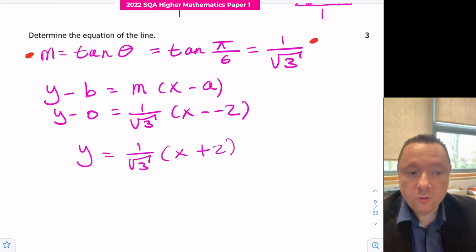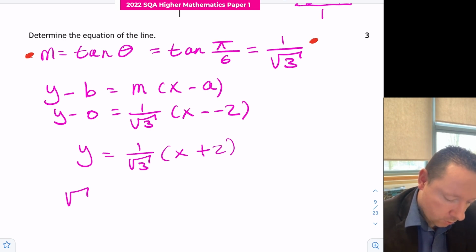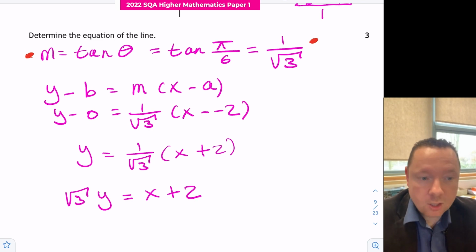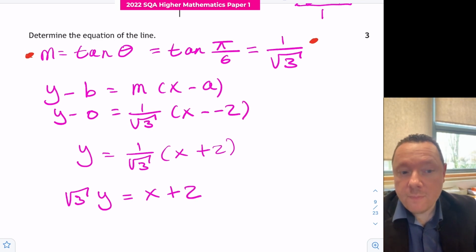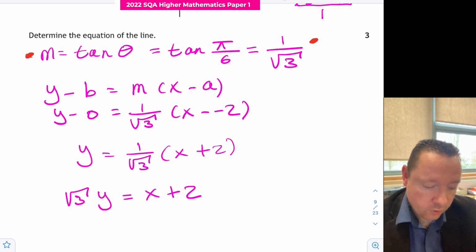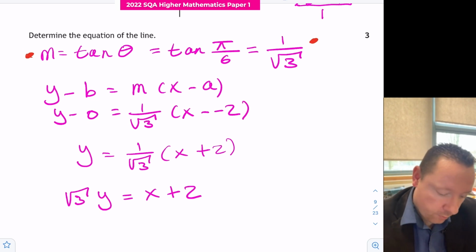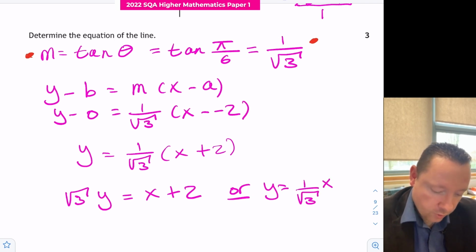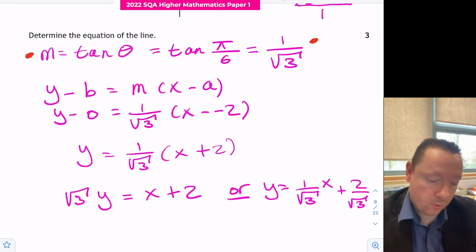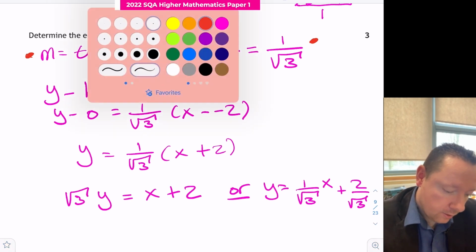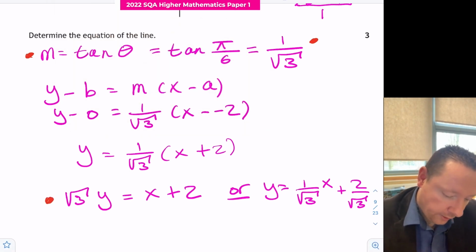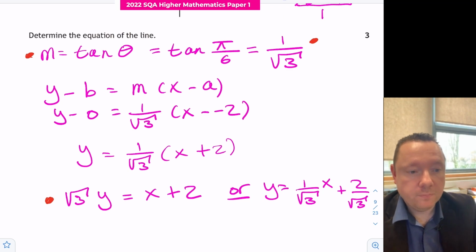Multiplying through by the root 3, we get root 3 times y, or y root 3, equals x plus 2. And at that point, we would get our final mark. We wouldn't have to go any further than that. Or if you prefer, if you just multiplied out the bracket, y equals 1 over root 3 times x, or x over root 3 plus 2 over root 3 would also be an acceptable answer. So there is our final mark at this point here, or alternatively there.